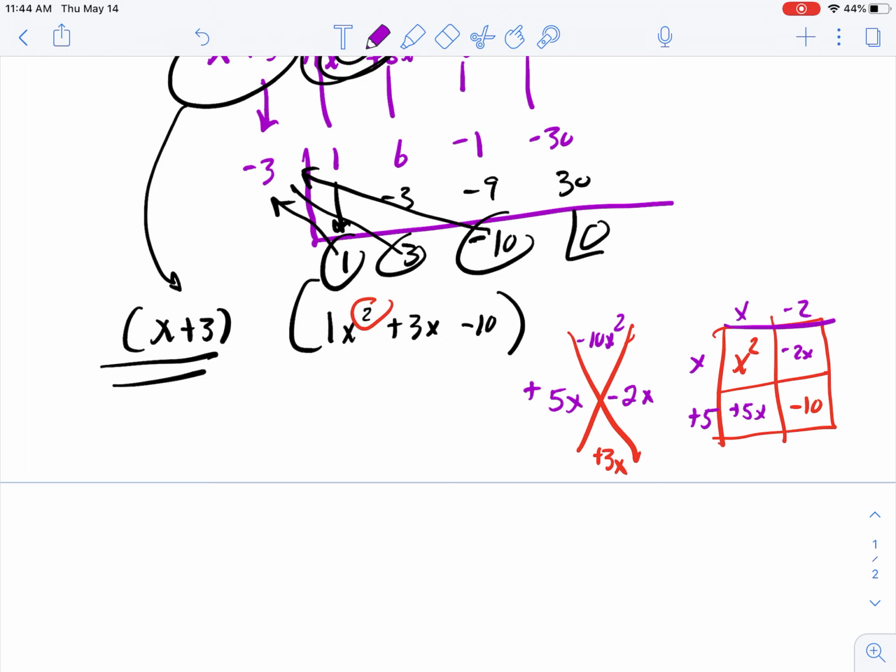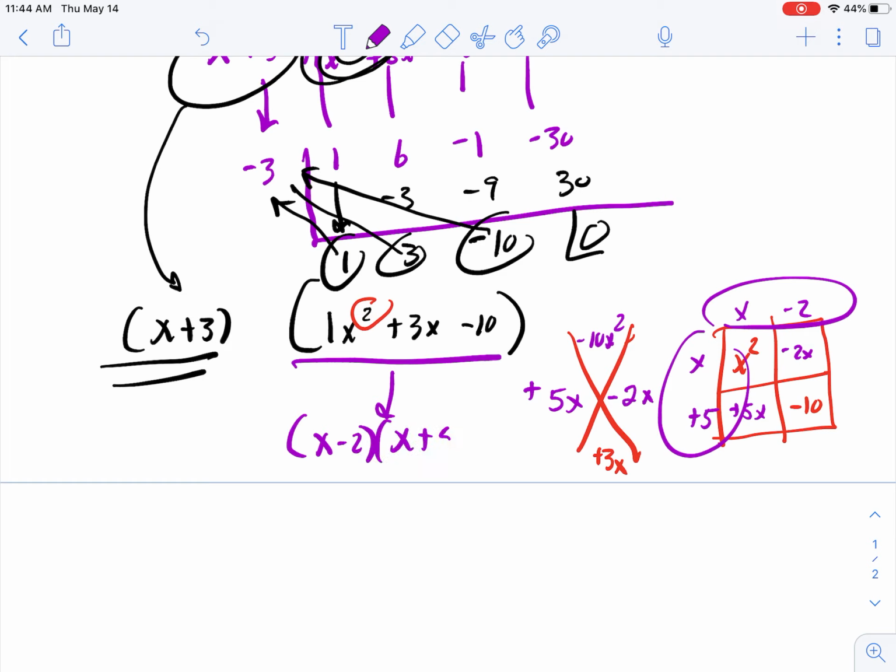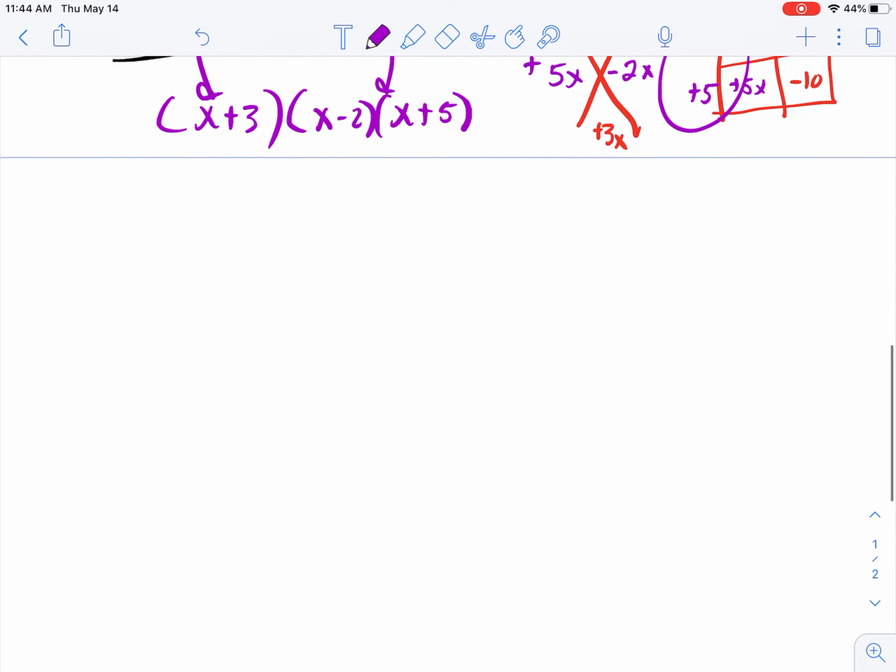All right, so you have x and x, minus 2, plus 5. So there's my other two factors. So this piece here gets broken down to x minus 2, x plus 5, and then you have the one that was given, x plus 3. Like so. All right, so the question is, how am I getting that this one is a possible one?